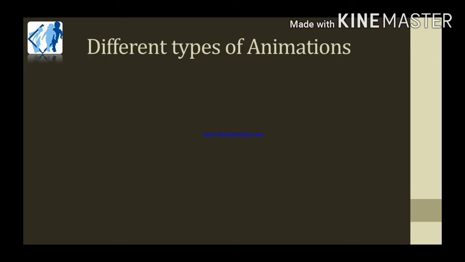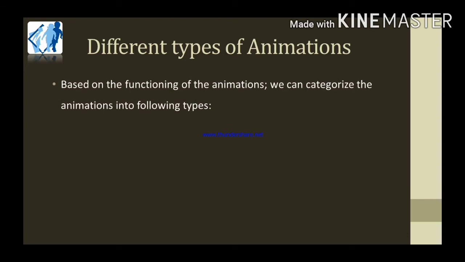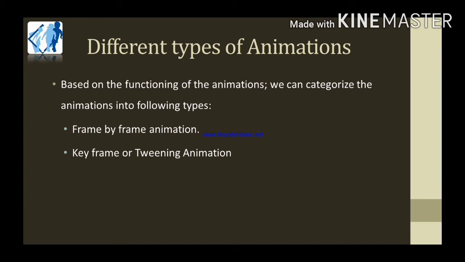Different types of animations. Now, based on the functioning of the animations, we can categorize the animation into following types. First is a frame by frame animation. Second is a keyframe or tweening animation, third is kinematics, and fourth one is a morphing. First, frame by frame animation.